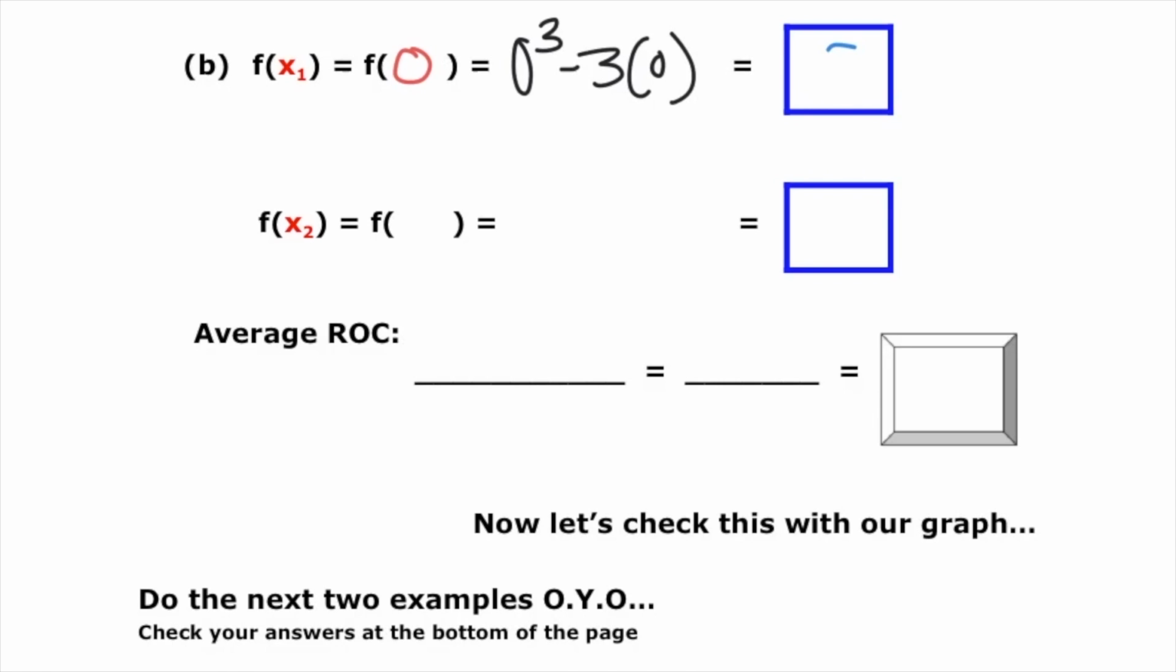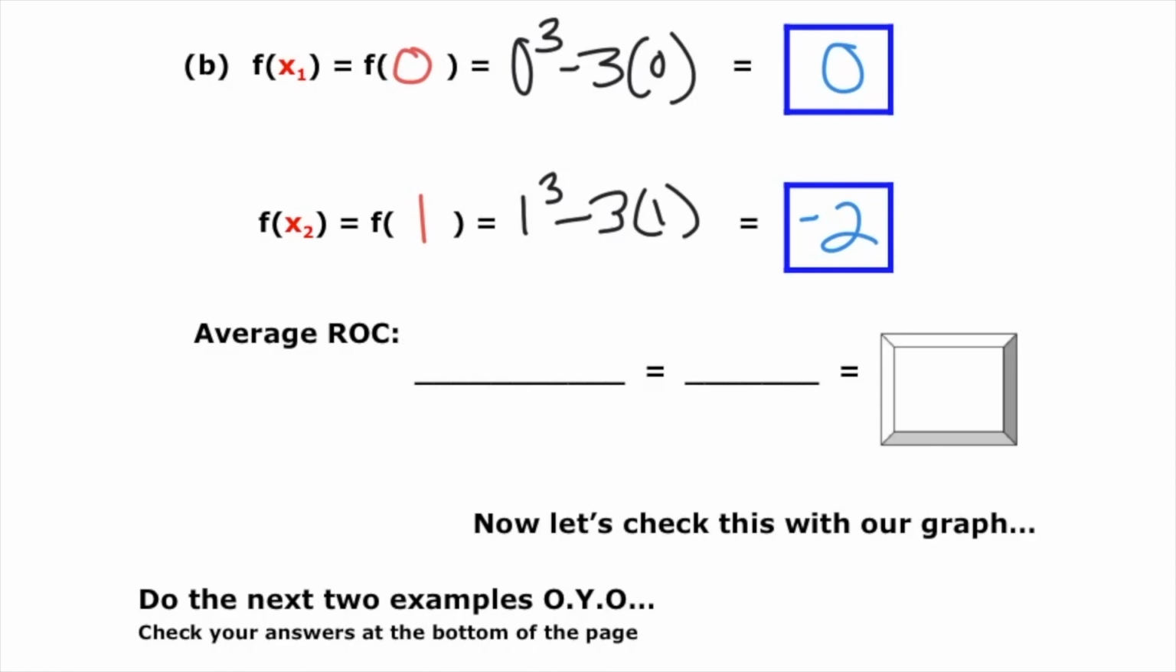Which of course comes out to be 0. We actually found that value before because they used 0 as one of the values that we were going between for part A. Now we'll do f of x2. F of x2 in this case is f of 1. And so we've got a new calculation here. What is 1 cubed minus 3 times 1? Well, of course, that's 1 minus 3, or -2.